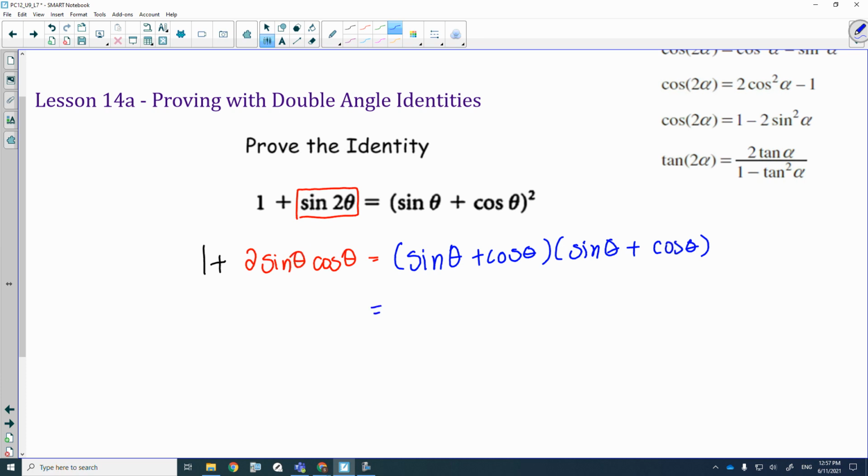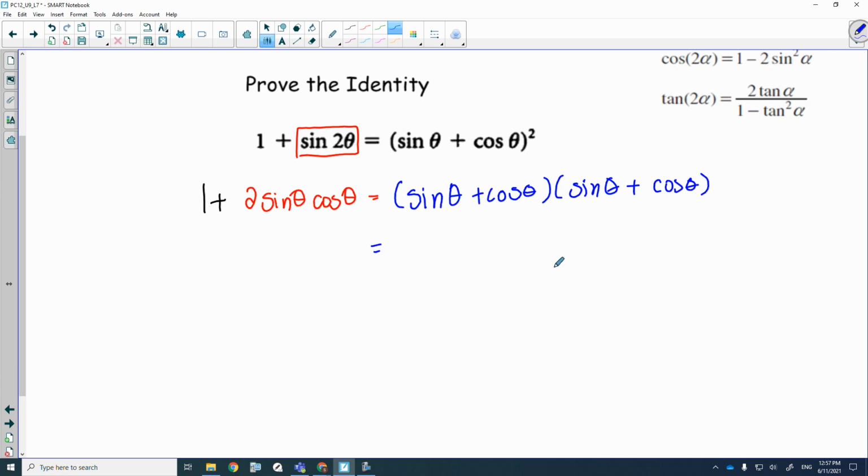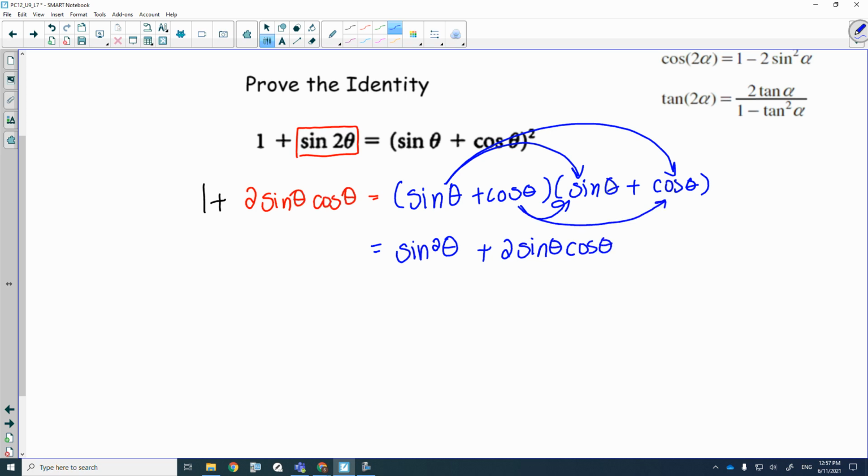On the right-hand side, I'm going to get rid of the brackets by doing the distributive property. So sine times sine is sine squared of theta. And then sine times cos, you'd have sine of theta cos of theta. And over here, you would have sine of theta cos of theta. So that would give you plus 2 sine theta cos theta. And then at the end, I would have plus cos squared theta.